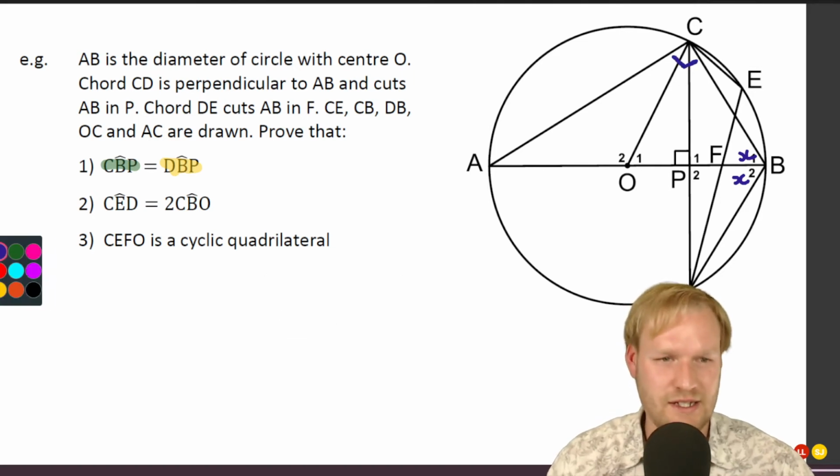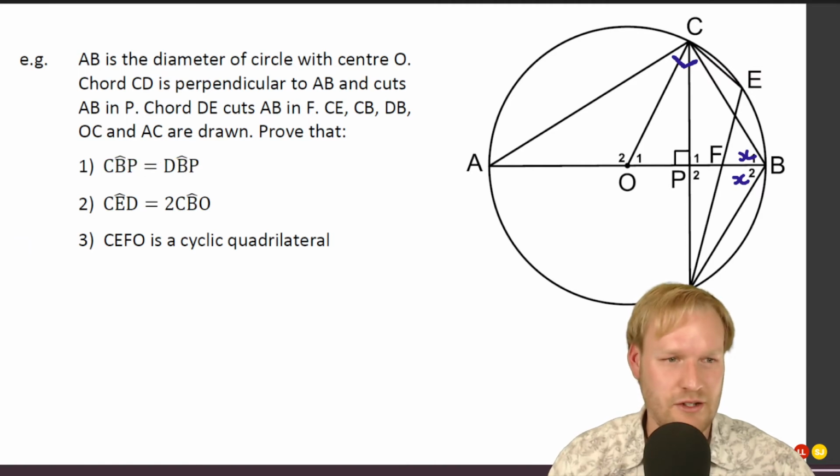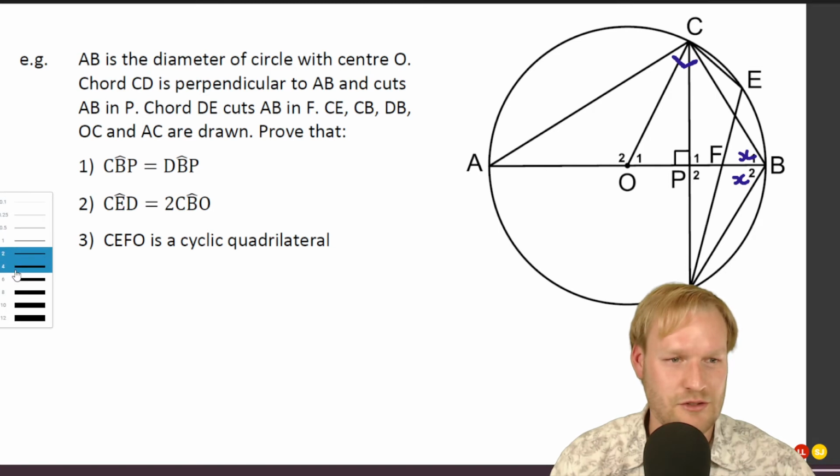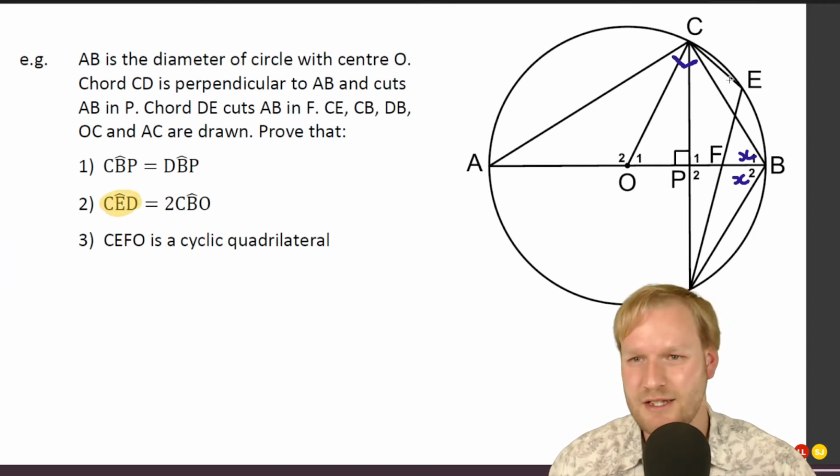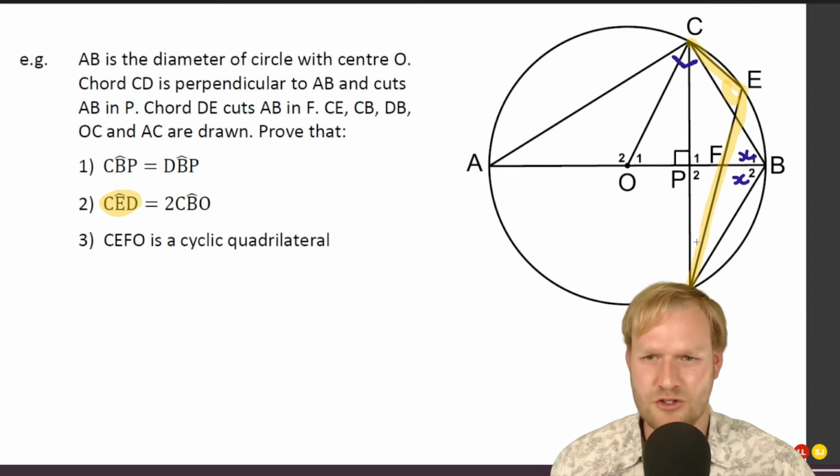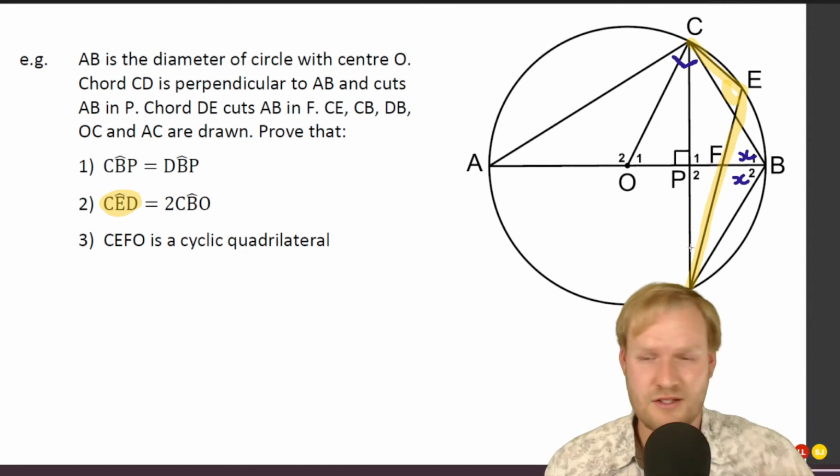Prove that CED. So let's rewind on our colors and get some more going here. CED, oh, that worked really well. We'll get there. CED, so this one over here, that one over there is equal to twice CBO.